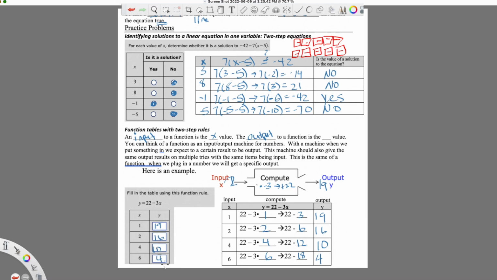All right, so these are function tables and identifying solutions. So go ahead and go on, Alex, and give it a try.